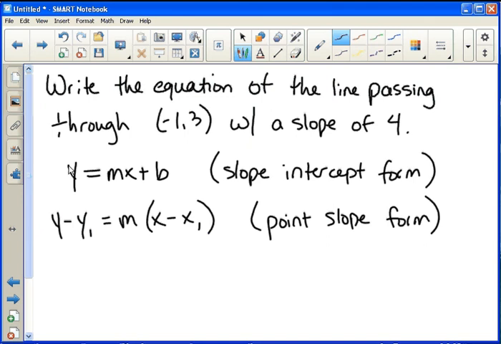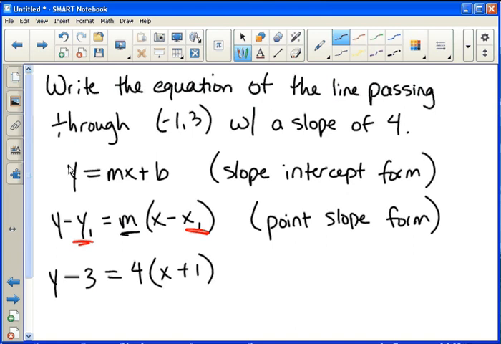So the y1 and the x1 represent your point, and the m represents your slope. So we just do y minus our y value, which is 3, equals m, that's our slope, which is 4, times (x minus our x value, which is -1), so minus the -1 becomes +1.